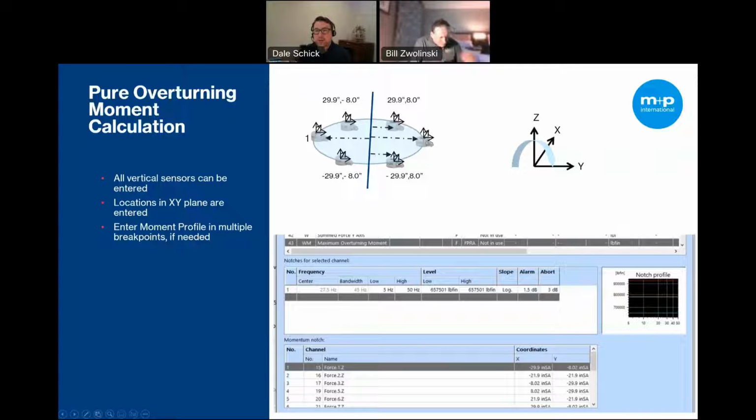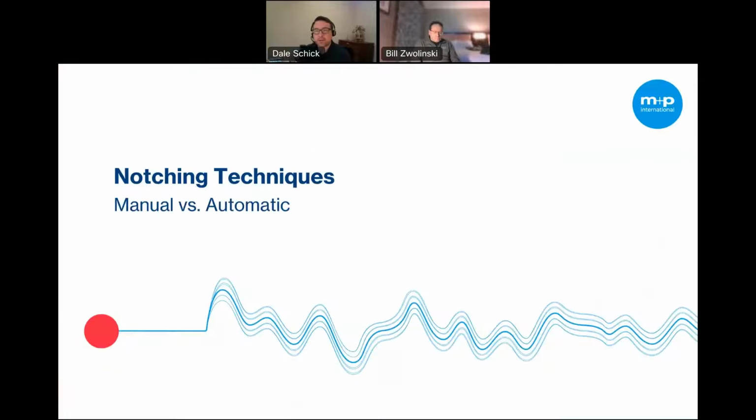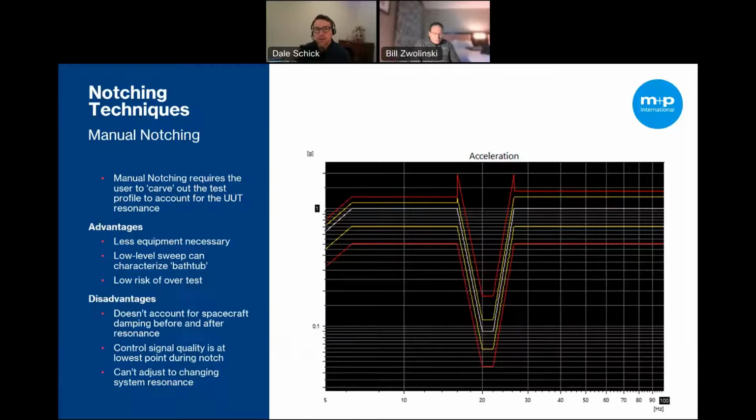Prior to force-limited vibration testing, engineers had to limit the force input by using a manual notch or shaped input profile. Here we'll look at this type of technique of manual notching and compare it to the automatic method. So manual notching uses predicted or measured system response, or essentially like a low-level sine sweep before the test, to change the reference profile. This is sometimes known as a bathtub notch due to its shape, and it requires less equipment to execute.